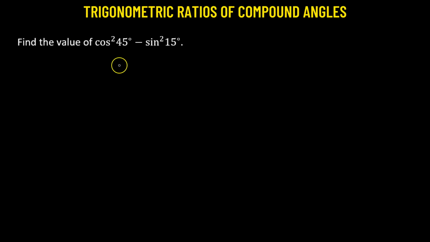So let's find out the value of cosine squared 45 degree minus sine squared 15 degree. There will be two ways. There are always multiple ways of finding out the value. I'll show you two ways to find out the value of this particular expression.